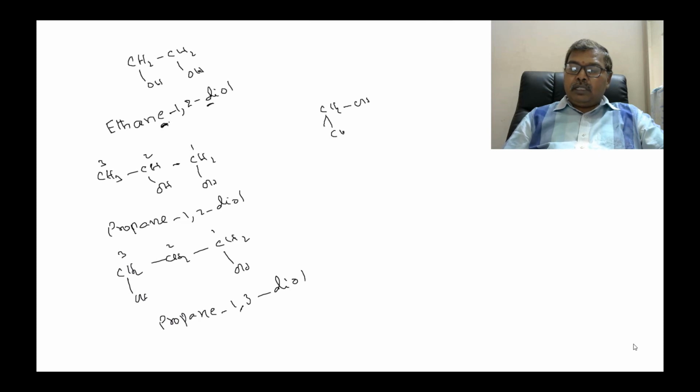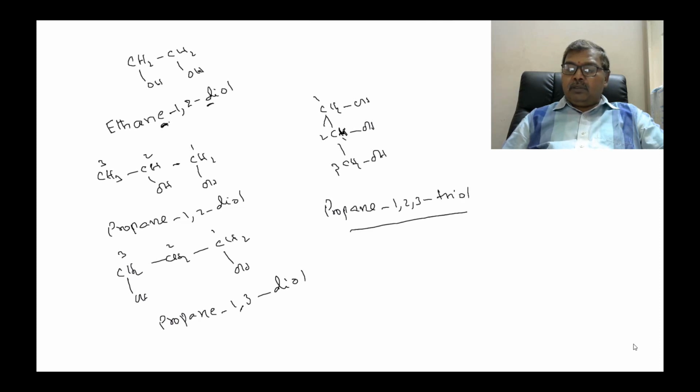CH2OH, CHOH, CH2OH. Now see, this is 1, 2, 3, propane with single bond, 1,2,3-triol. What is the important common name of this compound? Glycerol or glycerin. Right?